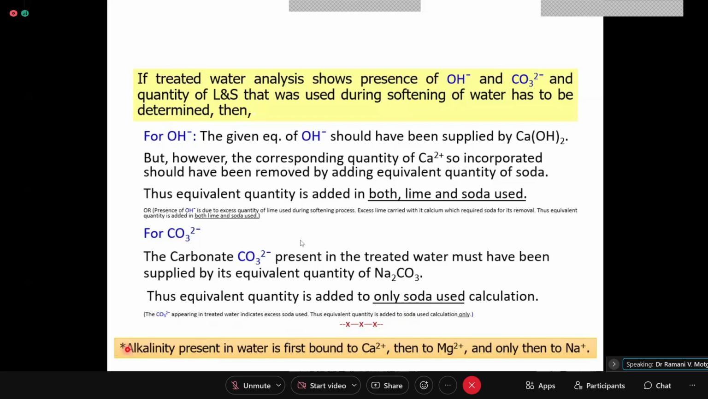Now, an important point is that alkalinity present in water is first bound to calcium, then to magnesium, and then only to sodium. So if you have a hydroxide carbonate combination and calcium magnesium also, how will you consider it? Hydroxide or carbonate is first bound to calcium, then to magnesium, then to sodium. So this is for numericals in which hardness and alkalinity both are used. That time you will need this sentence. So this sentence is also very important.